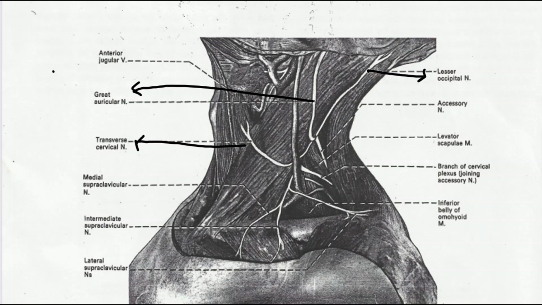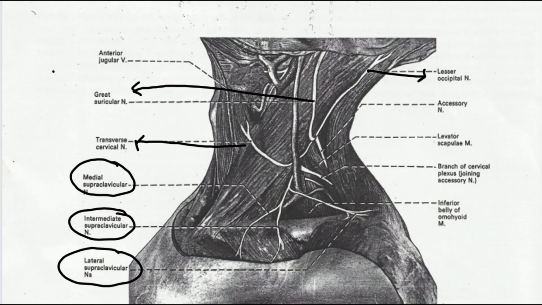All right. And then these are the supraclavicular nerves. You've got the medial supraclavicular nerve here, the intermediate supraclavicular nerve, and the lateral supraclavicular nerves. They are very, very important. It's imperative that you know these nerves. Okay. Then this here, this nerve is the accessory nerve.